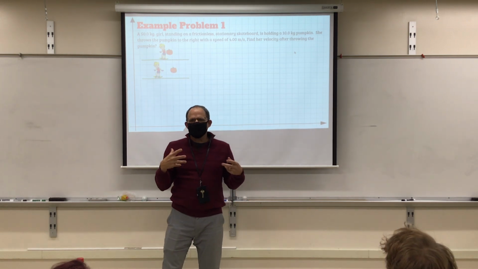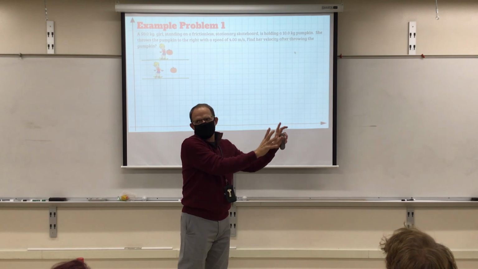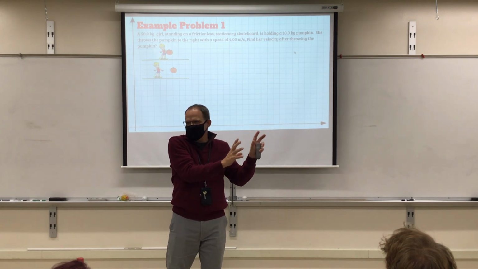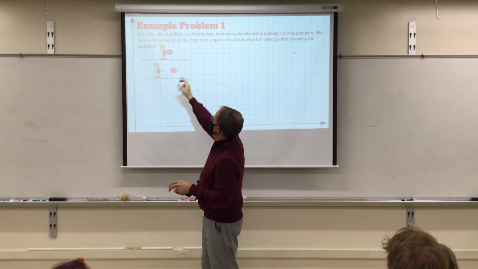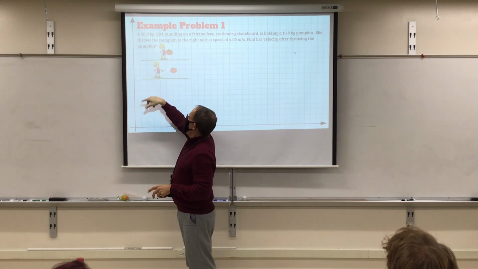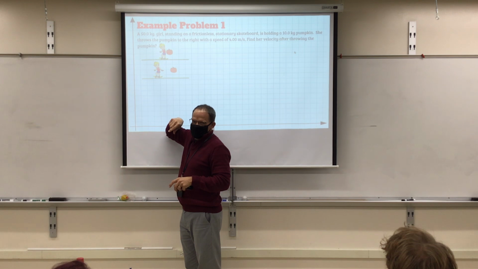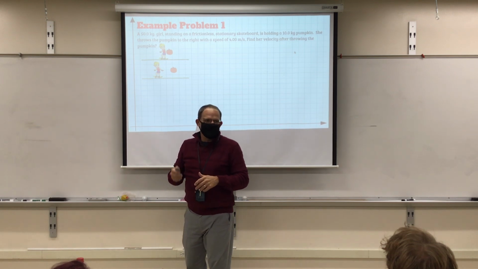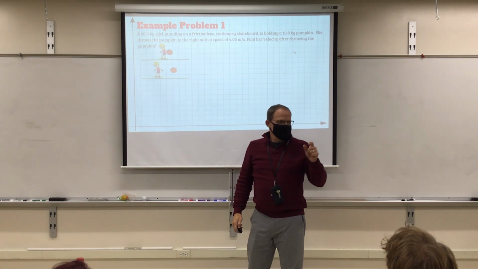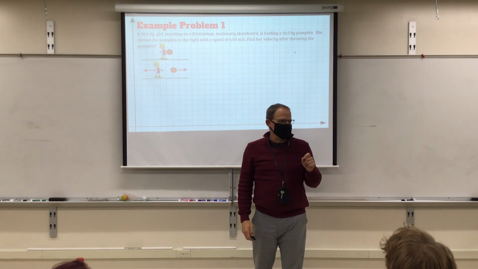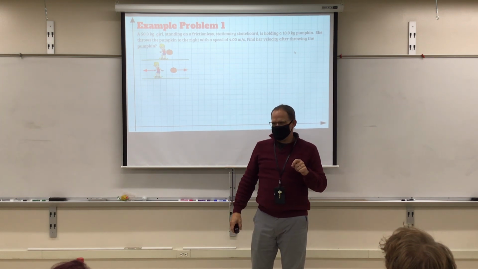So guys, we're gonna make a diagram. There's an interaction here. The girl shoves the pumpkin. That's an interaction between the girl and the pumpkin, okay? Before the interaction, they're both standing still. After the interaction, the girl is moving which way? To the left, and the pumpkin's moving to the right. It will help you to make arrows showing the direction of the velocities, okay?